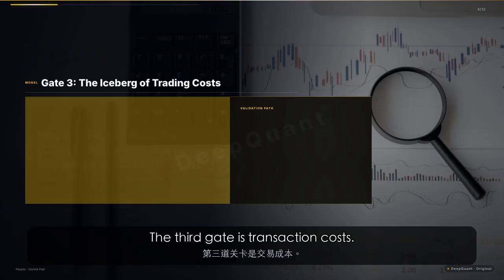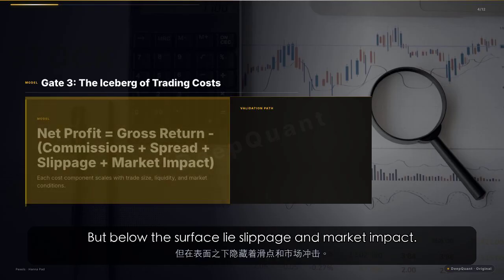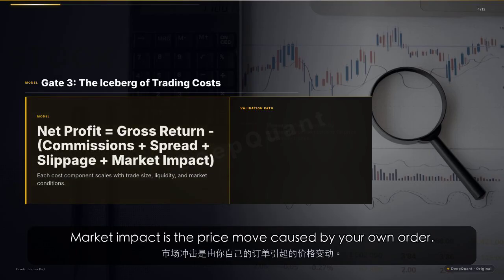The third gate is transaction costs. The most obvious are commissions and the bid-ask spread. But below the surface lie slippage and market impact. Slippage is the difference between the expected fill price and the actual fill price. Market impact is the price move caused by your own order.